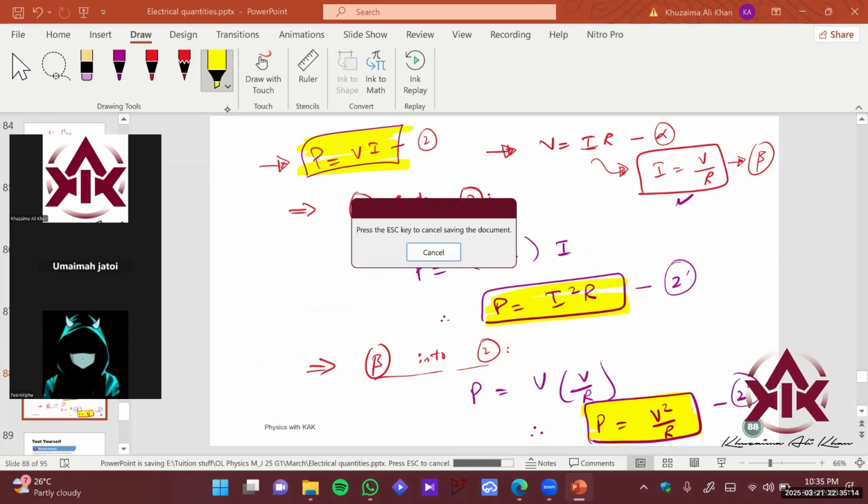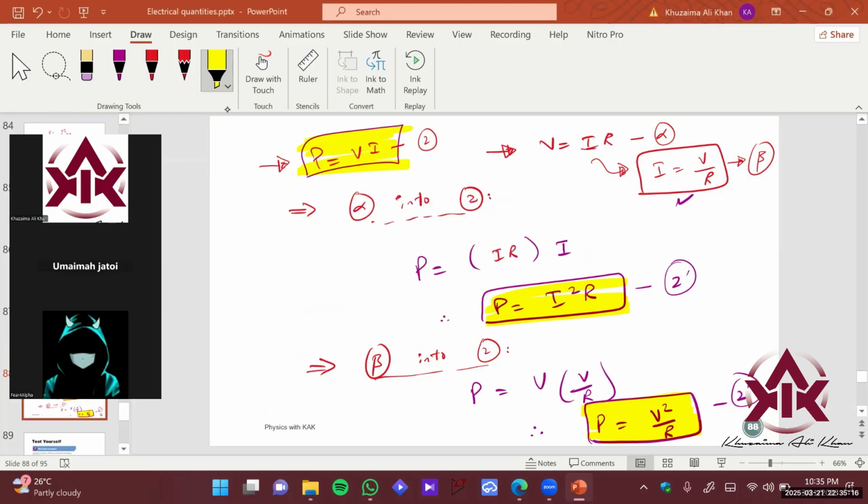If the derivation makes sense, give me a thumbs up. It makes sense to ma'am. That's good. Okay, it's simple. So you should know the derivation. They might ask you to derive the equations, so you should know this.